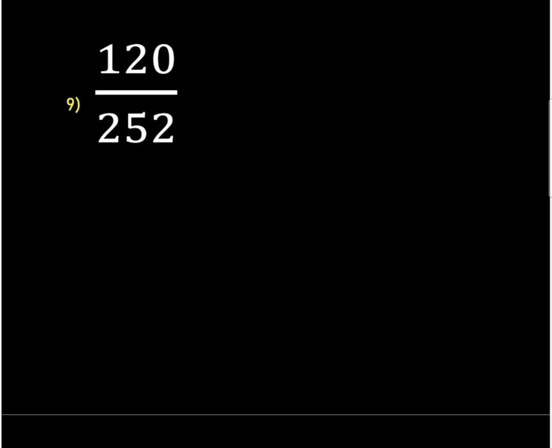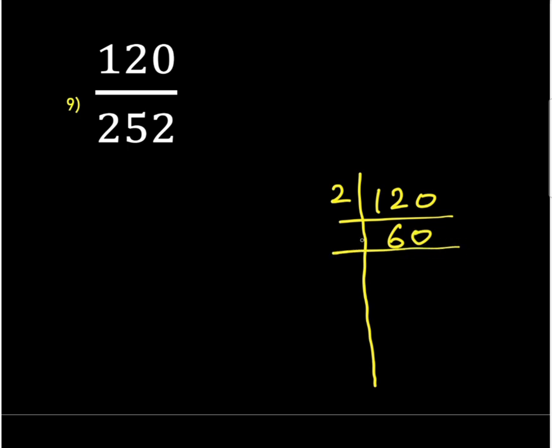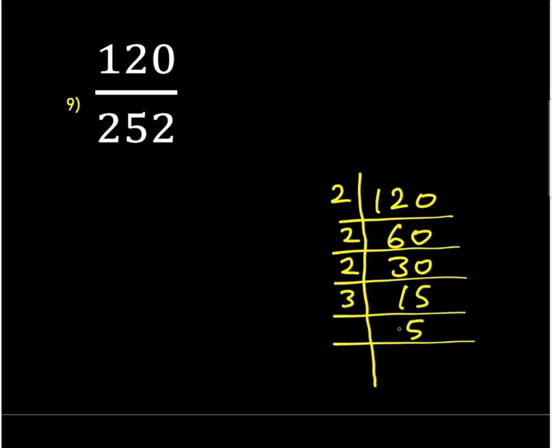Question number 9. We have 120 over 252. Factor 120 into its prime numbers. 120 divided by 2, we get 60. 60 divided by 2 is 30. 30 divided by 2, we get 15. 15 divided by 3, we get 5. 5 divided by 5, we get 1.